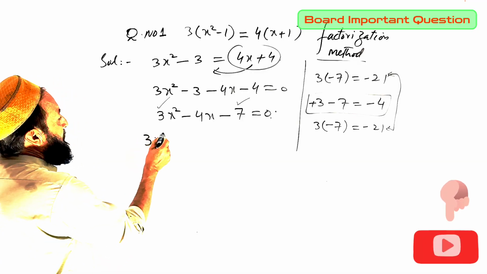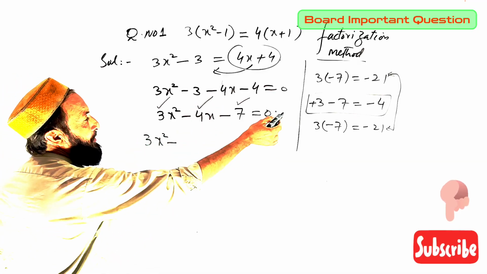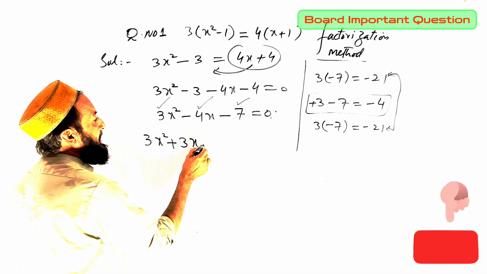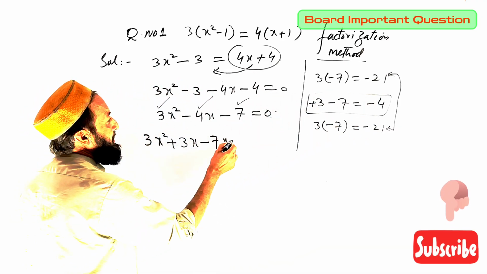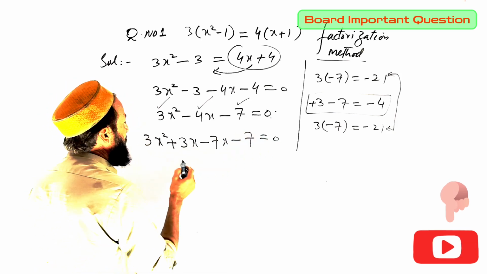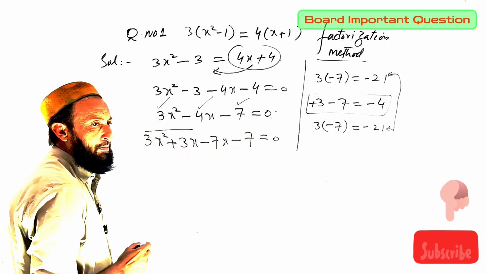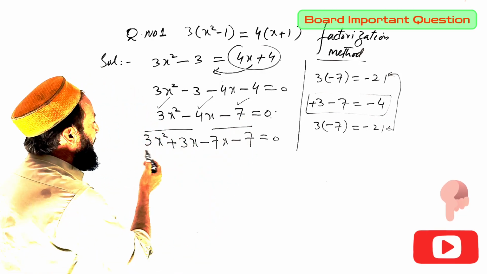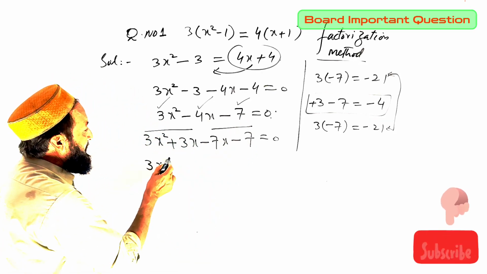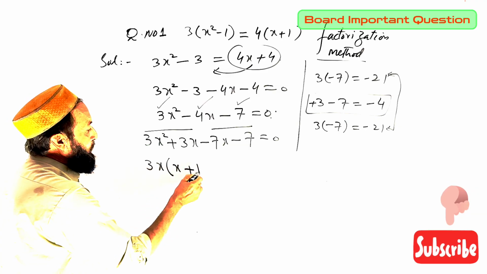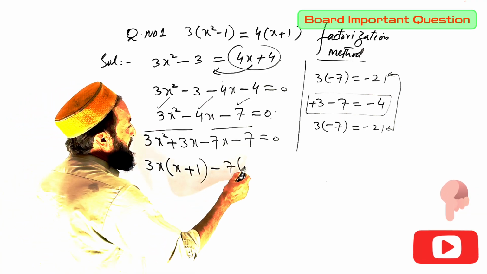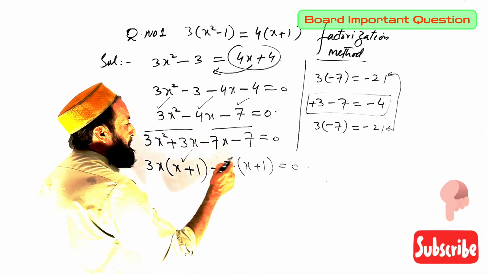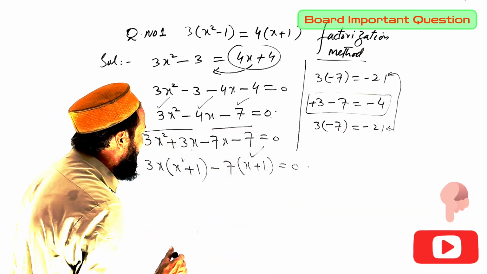3x square, in the place of the middle term we put plus 3x minus 7x, minus 7 is equal to 0. Now the first and second terms are the first pair, and the third and fourth terms are the second pair. Now we take common. In the first pair 3x is common and x plus 1 is remaining, minus 7 is common and x plus 1 is remaining, equal to 0. These two pairs must be the same, otherwise your question will be wrong.